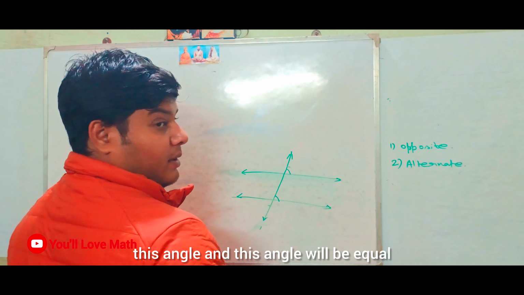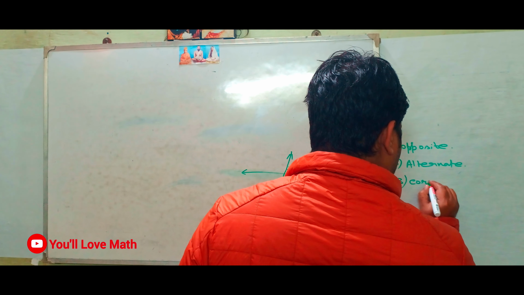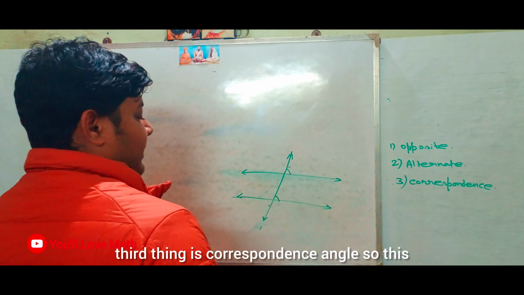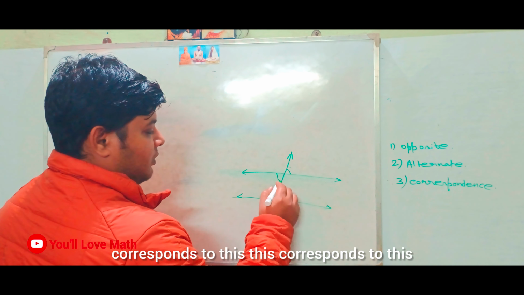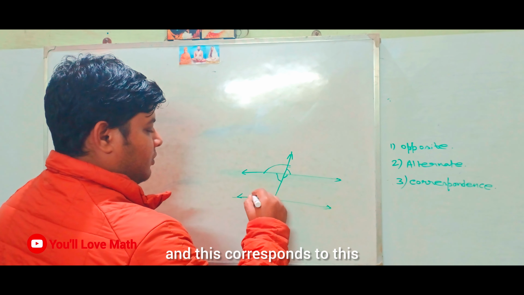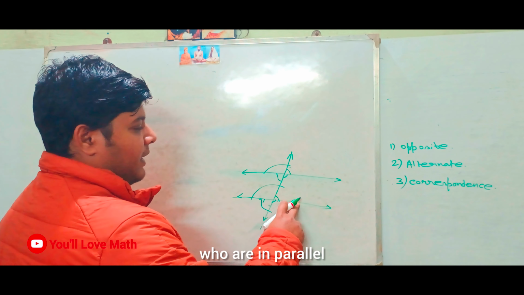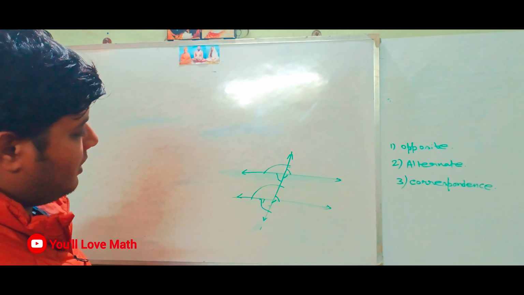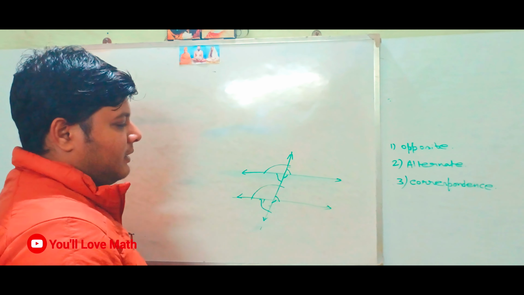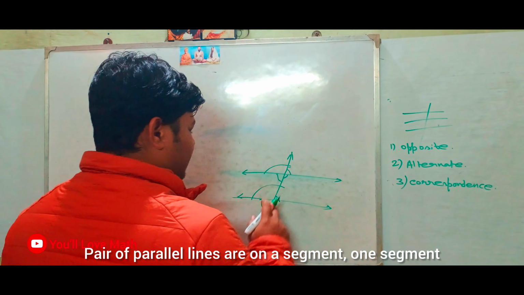This angle and this angle will be equal. What will be the angle? Tell me. Third thing is correspondence angle. So this corresponds to this, this corresponds to this, and this corresponds to this. So you get four pairs of correspondence angles from a pair of parallel lines and one segment. Pair of straight lines means pair of parallel lines. That means you can get multiple parallel lines also. So, a pair of parallel lines and one segment.